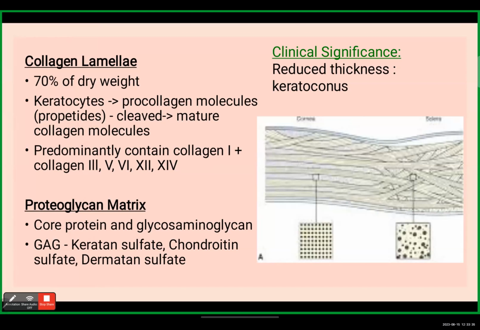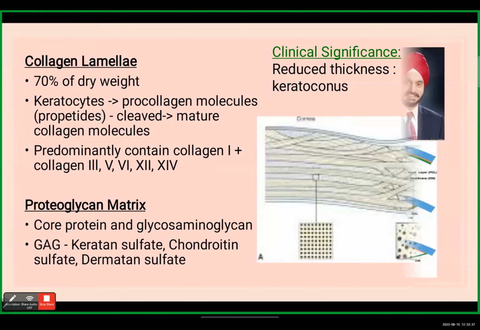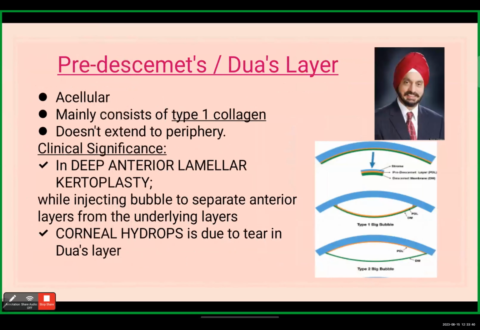As I said, the stroma is the thickest layer. Its thickness is generally reduced in keratoconus and corneal thinning. Now talking about the most proud layer, the Dua's layer, as it was discovered by an Indian doctor, Harminder Singh Dua. It is acellular and a very thin layer, but the toughest layer. That's why in deep anterior lamellar keratoplasty, we inject the bubble below the Dua's layer, between the Dua's layer and the Descemet's membrane, to reduce the complications which were there earlier. Also, a corneal hydrops is generally due to a tear in this Dua's layer.